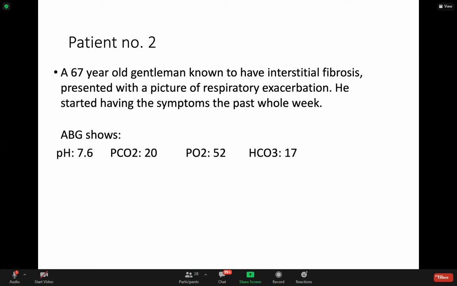ABG showed pH 7.6, PCO2 20, PO2 50, bicarb 17. So what is your assessment? أول شيء نحدد the primary process. So what is the primary process here, guys?